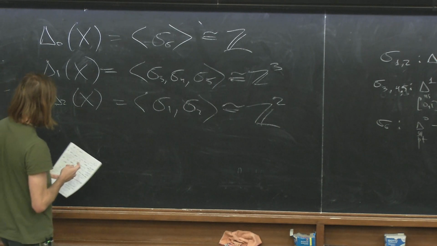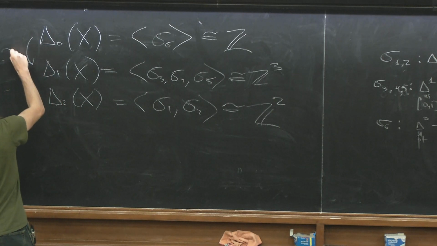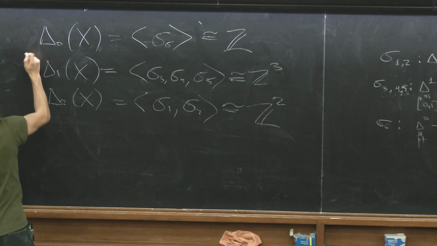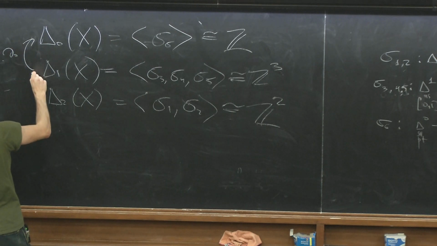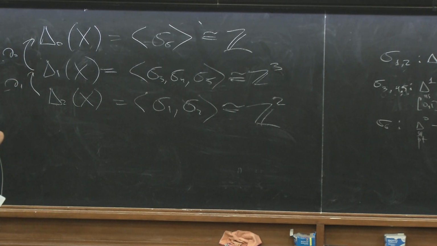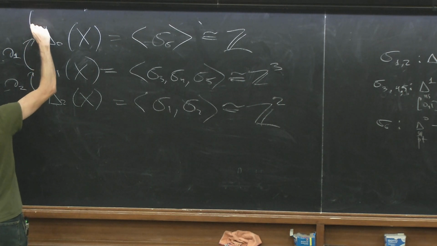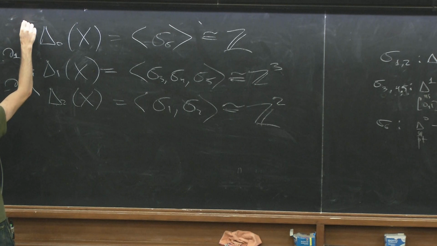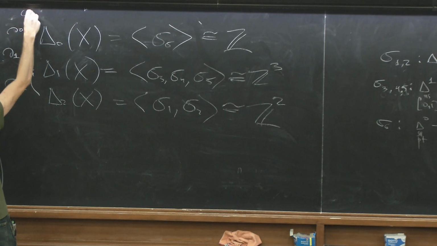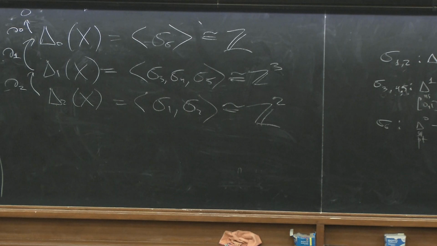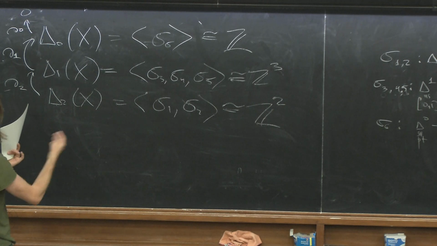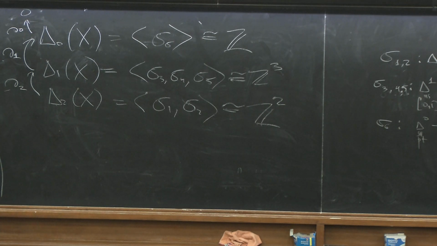Now we want to determine the corresponding boundary homomorphisms D2, D1, and D0. D0 is, by definition, going to 0. It's tautological, because there is just one vertex. If you remove it, you get nothing. So this can be understood as just a definition of D0.